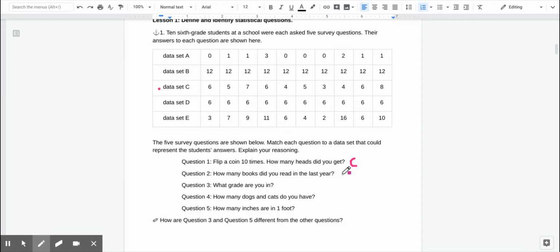How many books did you read in the last year? So I'm not going to look at data set C. Data set A. Well, it's possible that the most number of books a 6th grader read is 3, but that doesn't seem very likely. Data set B. No, I don't think every 6th grader will have read exactly 12 books in the last year. We've already analyzed that data set C belongs to question 1.